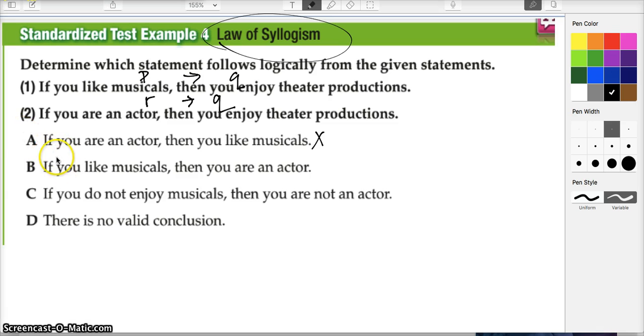Let's look at this. We've got here in this next statement, if you like musicals, that's P, then you are an actor. That goes straight to R. It doesn't leapfrog from one to another. So this is also invalid.